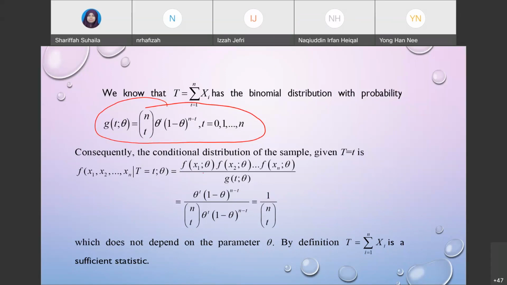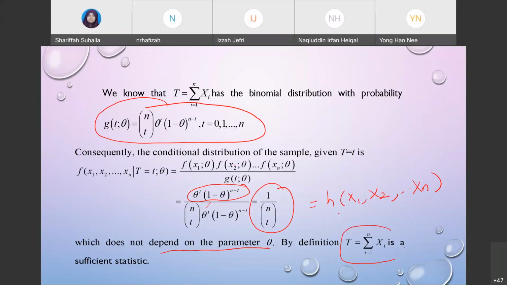So now the conditional probability, we have solved it. The PDF for T is the binomial distribution, so you replace it, you cancel out this one and also this one, and we get this. So this is your h(x1, x2, ..., xn), which does not depend on the parameter theta. It is free from theta. So by definition, T equals summation Xi is a sufficient statistic. That is how we show that it is a sufficient statistic.